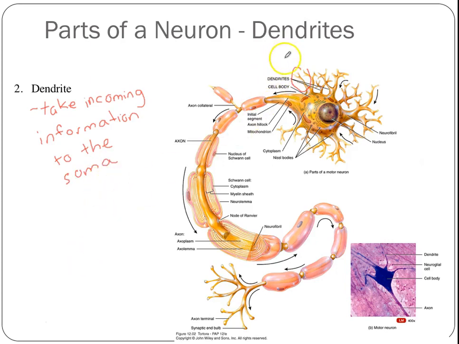Dendrites will get information from somewhere, either from the environment or from another cell. They're going to take that information and take it to the cell body. And then in that cell body, maybe you'll increase the amount of neurotransmitter you're making, or you're going to transmit that information further on, but something's going to happen, okay?